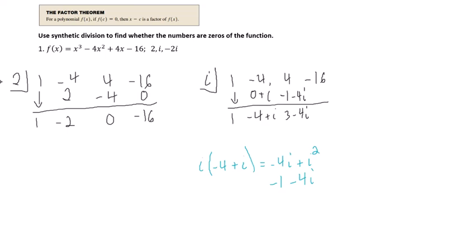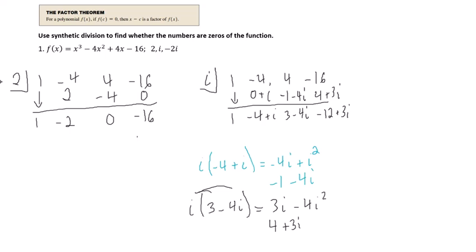Combine those, you get 3 minus 4i. And then you would do i times 3 minus 4i. And that gives you 3i minus 4i squared, which i squared is negative 1, so that's 4 plus 3i. And we get negative 12 plus 3i. So again, this is not a 0.